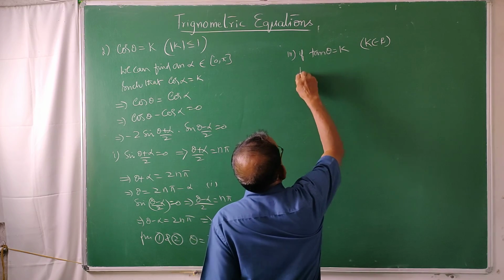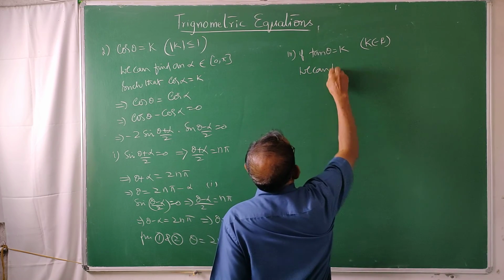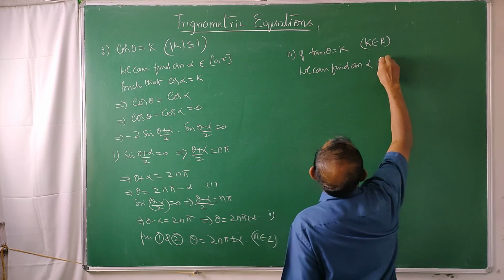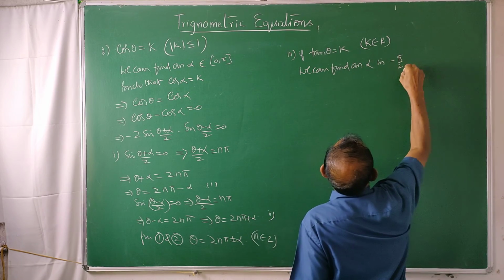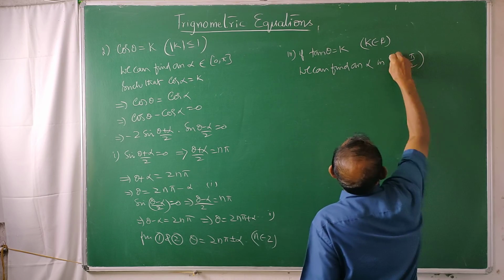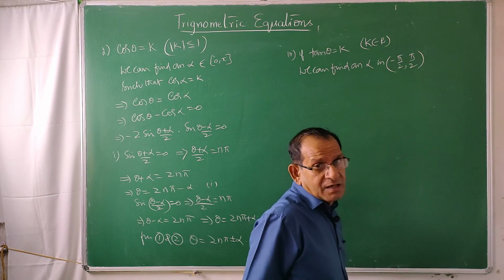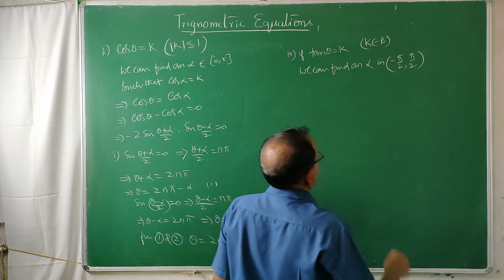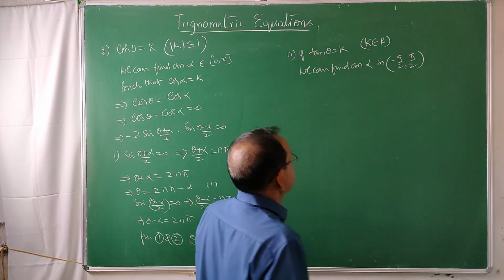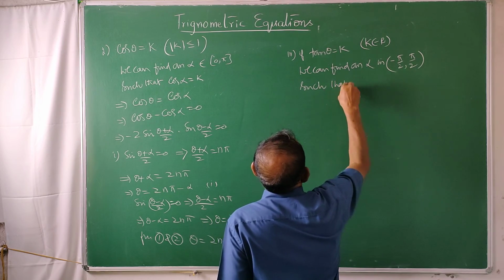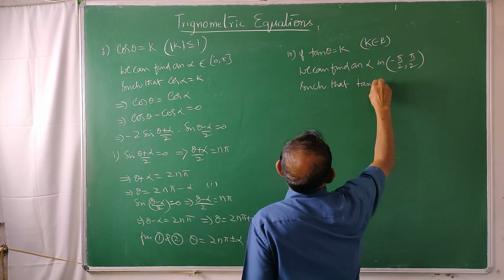We can find an alpha in minus pi by 2 to plus pi by 2. It is the open interval. At pi by 2 and minus pi by 2, that is not defined. So in minus 90 to plus 90, such that tan alpha is equal to k.